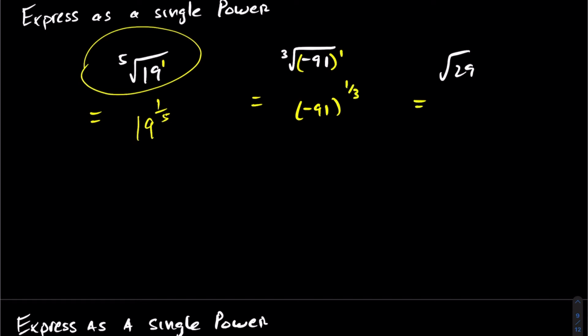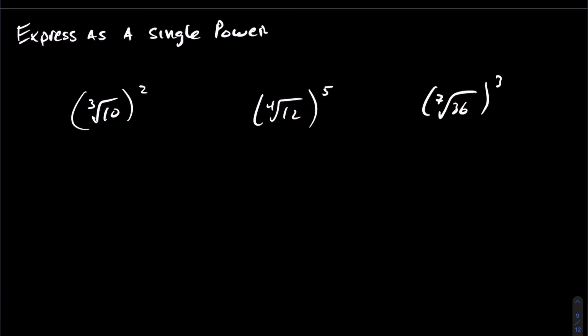And again, like we talked about, this should actually be a 2 here. So this is to the power of 1. So this is going to be 29 to the 1 over 2. Okay, more expressed as a single power. So now let's check this out. So now again, in exponential form, what's going on here?